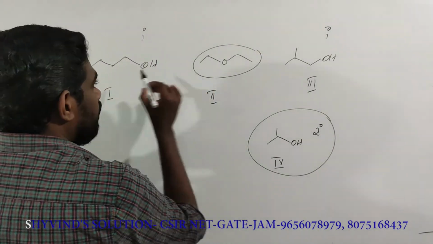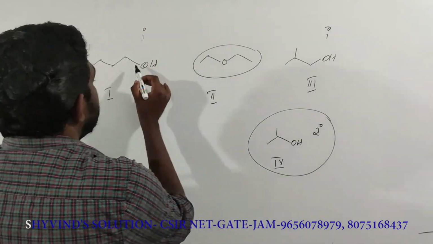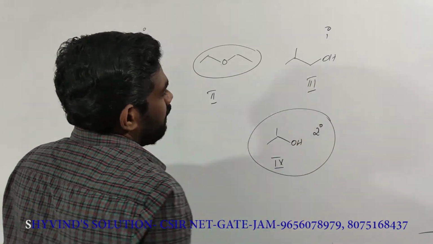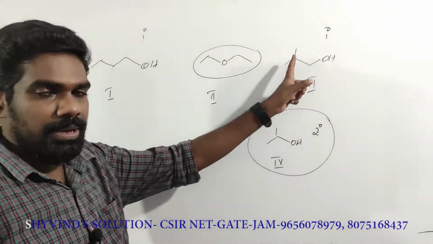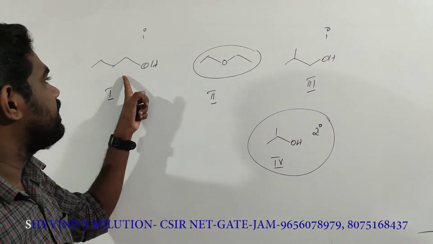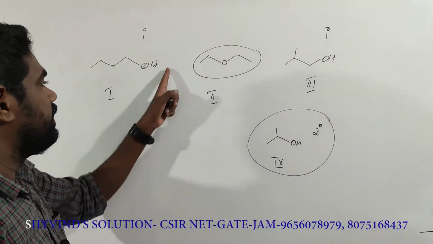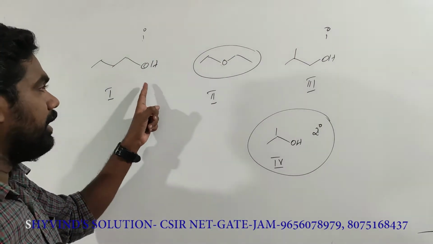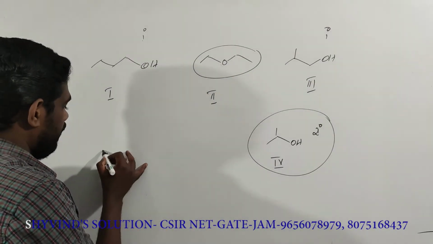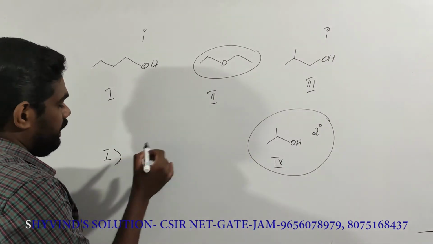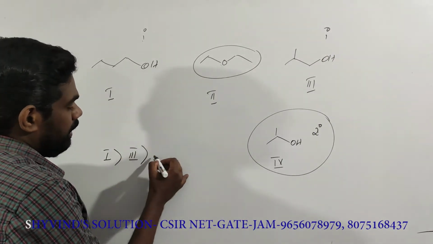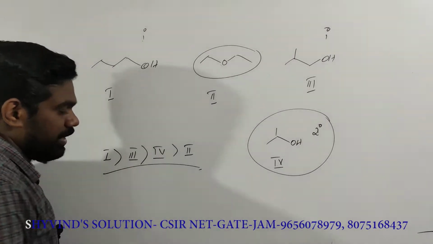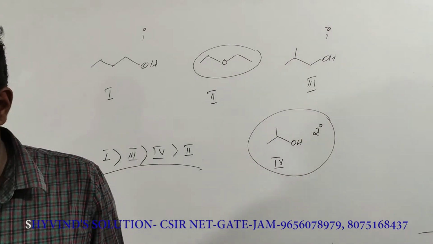Now compare 1 and 3. This is primary and this is also primary, but this is a branched system. If bulkiness increases, the hydrogen bonding ability decreases. This is the less hindered species and it's a primary species, so it will have high hydrogen bonding ability. The order will be 1 has the highest boiling point, then 3, then 4, then 2. So this will be the order of hydrogen bonding. The answer is option C.